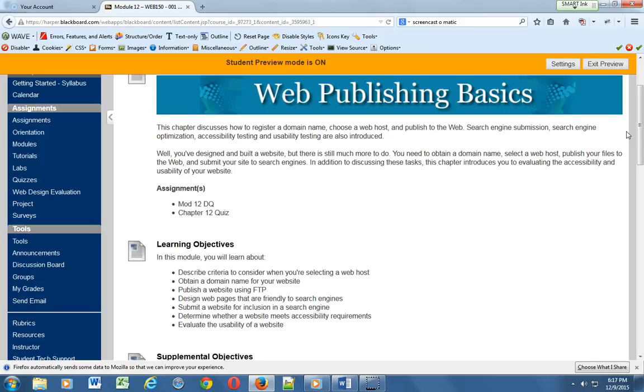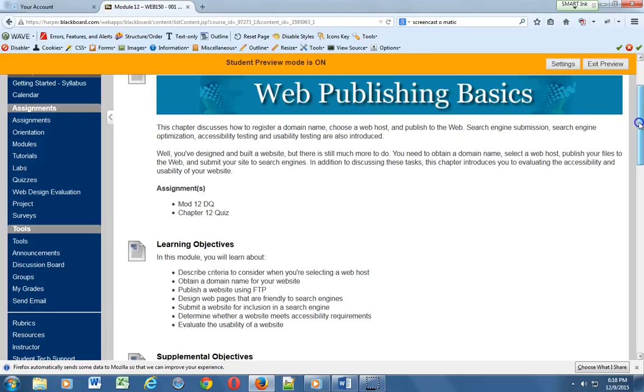But there are really more guidelines that you want to consider when you want to do real work and put a client's website on a host. We definitely don't want to use a free host. So that was what we looked at there. We looked at how to publish. We looked at search engine submission, how we do that, optimization of websites, and accessibility and usability testing for your sites. So these are all part of publishing basics.